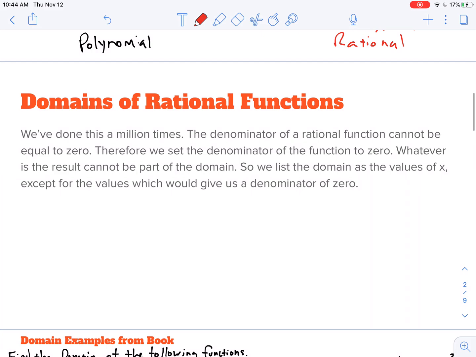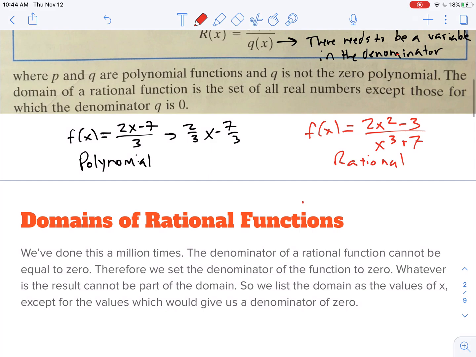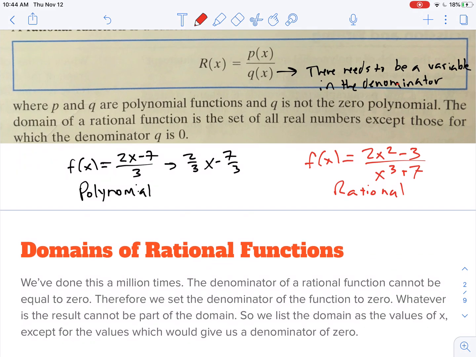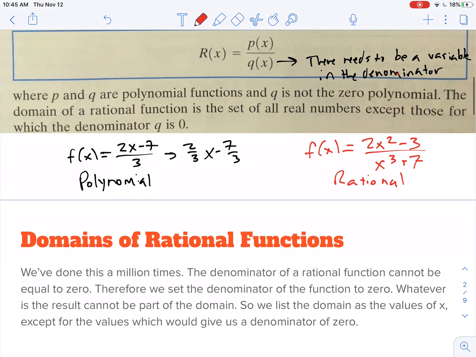Domains of rational functions, we've done this a million times. We've looked at the domains of rational functions literally 3 or 4 times already in class. Now we're just looking at it again, specifically in relation to a rational function. We've got that variable in the denominator. We've got a fraction here. We have to remember we can't divide by 0. We even have this up in the rules where your denominator q cannot be 0, all real numbers except those where the denominator q is 0.